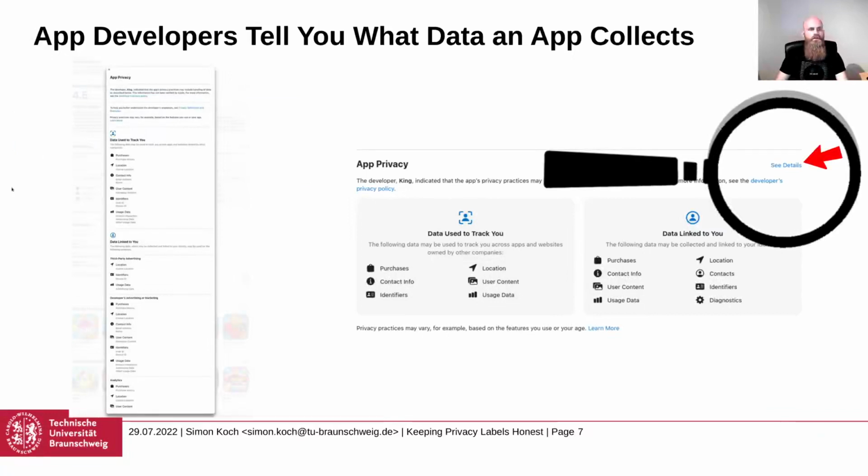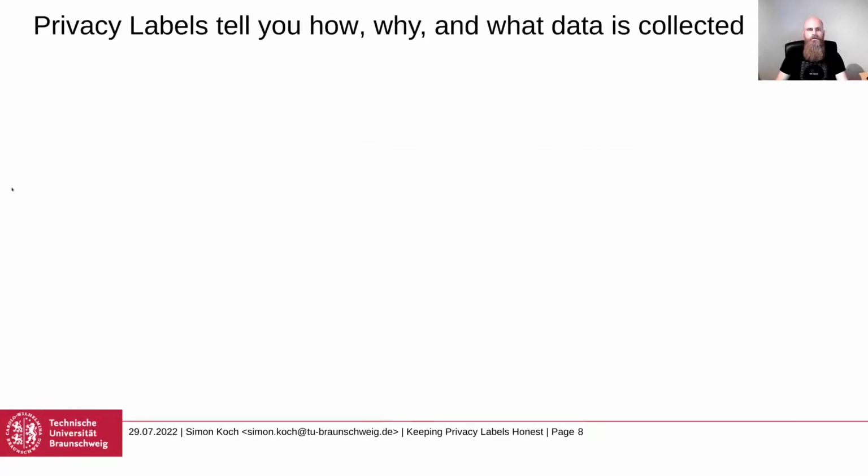And as you can see, privacy labels potentially contain a lot of information concerning data that is collected from you, the user, while you're using the app. So what data is actually collected by an app and told by the privacy labels? Well, a privacy label can tell you this. It tells you how, why, and what data is collected. The how explains how the data is later on used. The why details the purpose, and the what actually details the data that is collected.